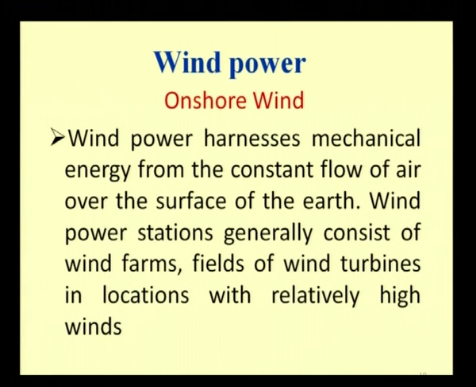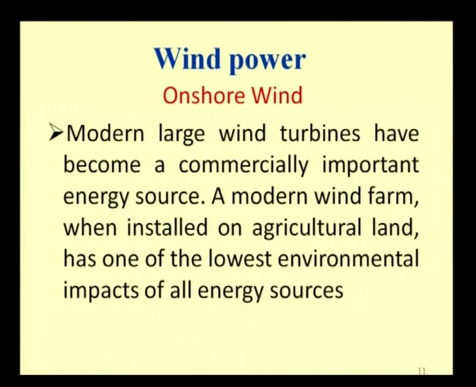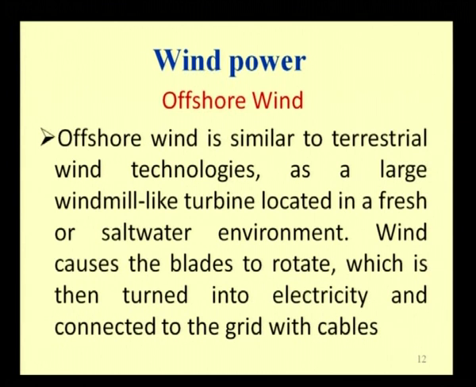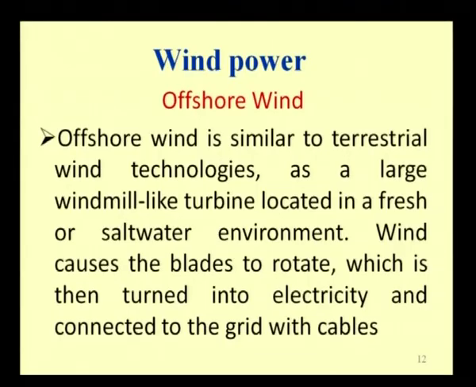And now let us discuss onshore wind. The modern large wind turbines have become a commercially important energy source. A modern wind farm, when installed on agricultural land, has one of the lowest environmental impacts of all energy resources. Now let us talk about offshore wind. Offshore wind is somewhat similar to terrestrial wind technologies, as a large windmill-like turbine is located in a fresh or salt water environment. The only difference is that one is offshore and the other is onshore, and both produce a similar kind of energy. The wind causes the blade to rotate, which is then turned into electricity and connected to the grid with cables. So, the production of electricity in most energy production agencies is somewhat similar.